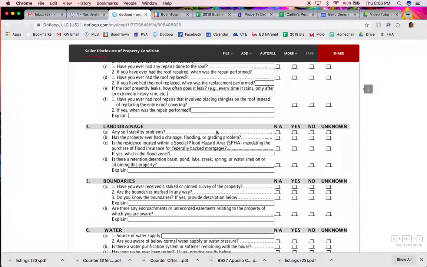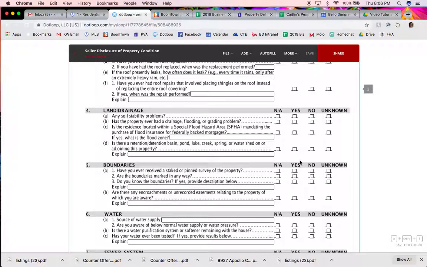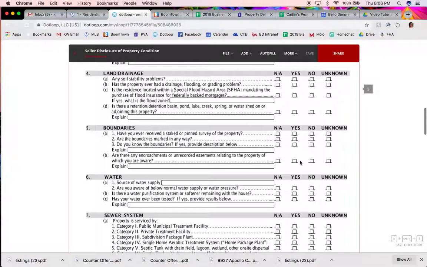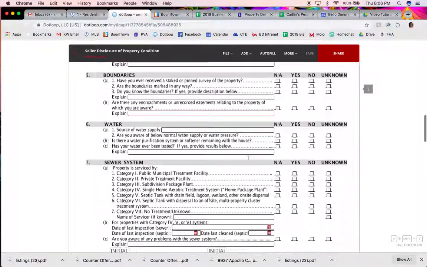So land and drainage, if you are in a flood zone, this is where that will be notated. So always pay attention to these yeses in this page just to make sure, double, triple check that the house you are buying is not in a flood zone if you are not expecting it to be in a flood zone. Boundaries, is there fencing, is there surveys, things like that.